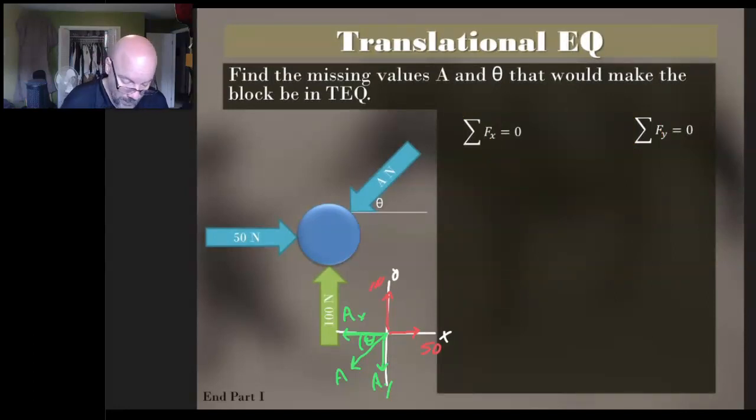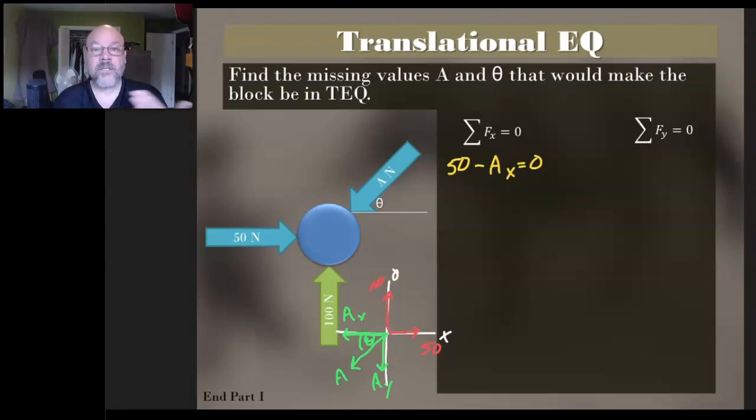So in our context, those equations mean we're going to add up all of the x forces, all the forces in the x direction. I look at my free body diagram, and along the x direction, I've got AX and I've got the 50. The 50 is in the positive x direction, so we'll leave it like that. But AX is in the negative x direction, so we add it in as a negative. So we put a minus AX, just like this.